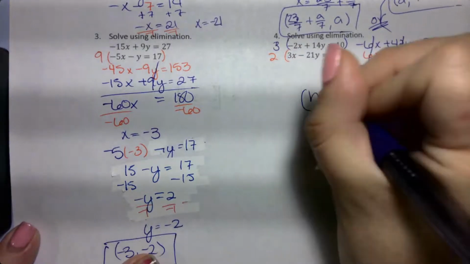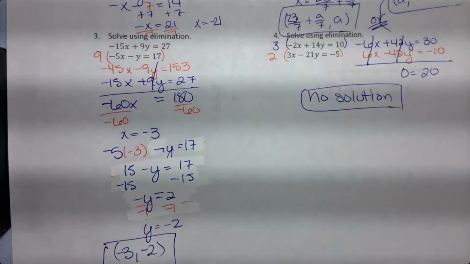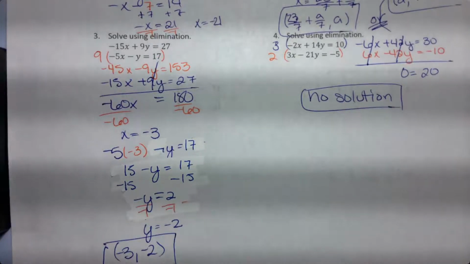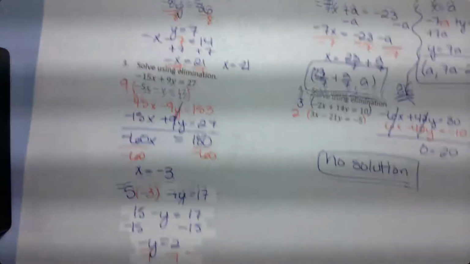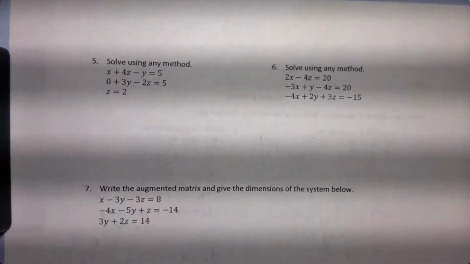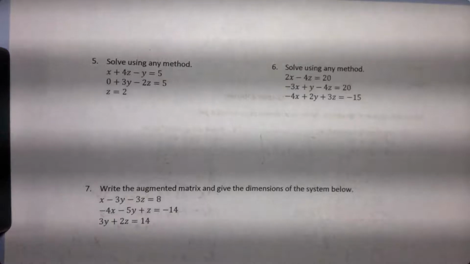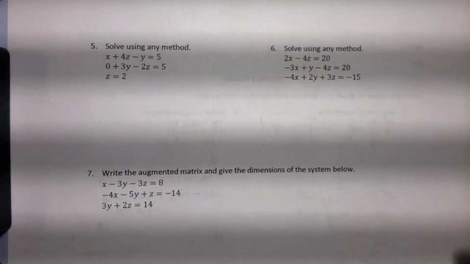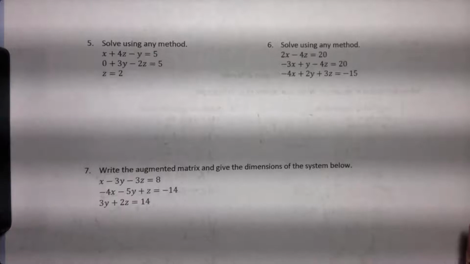So again, on the test, each of these front page problems will be worth 2 points. 1 for the method, 1 for the correct answer. And moving on to the back. 5 and 6 will also be worth 2 points. 1 for showing your work and 1 for getting your answer. On number 5, it says I can use any method.